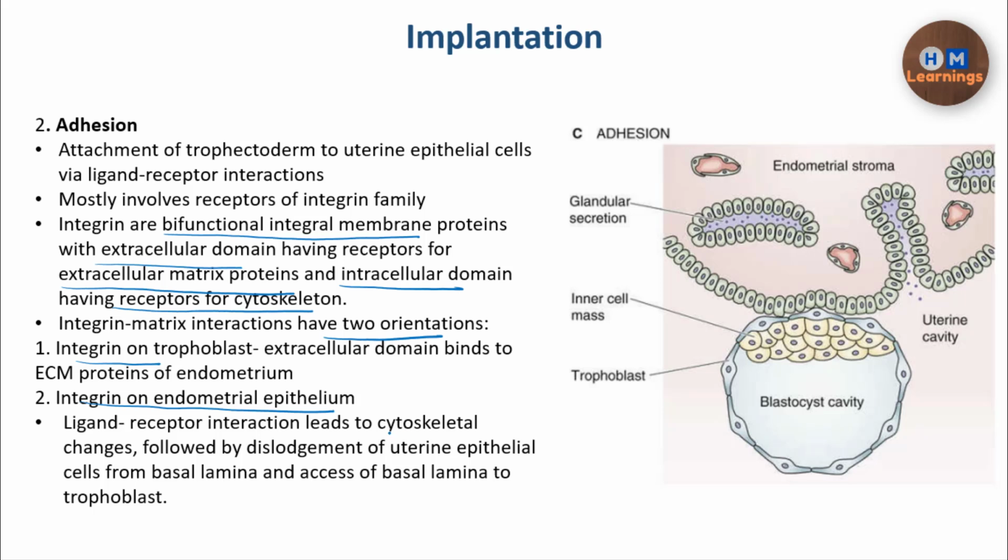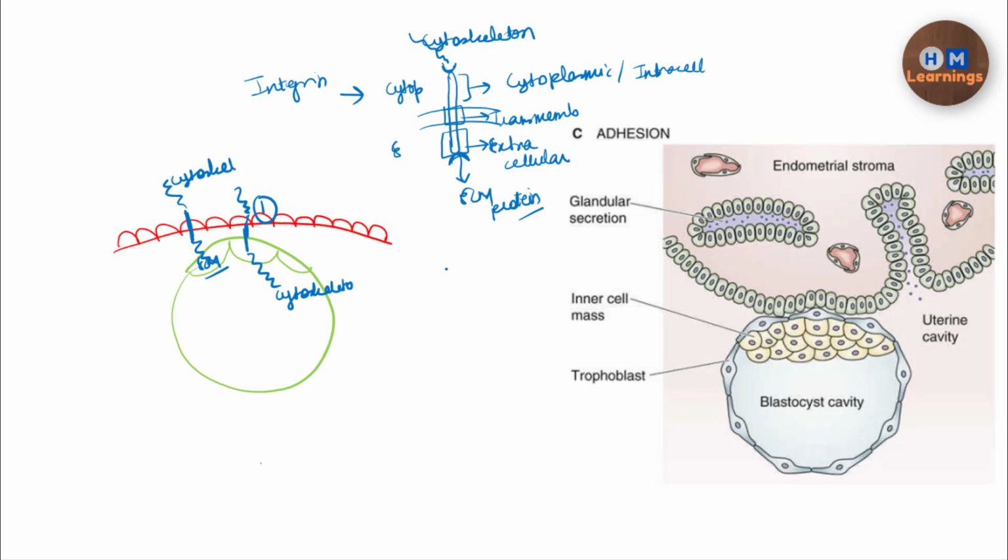After this, what happens is that this ultimately leads to the dislodgement of the uterine epithelial cells from the basal lamina. So I am going to draw again that this is the uterine epithelium. Suppose these are the cells of the uterine epithelium. There is integrin interaction and there is cytoskeleton interaction. This is integrin. Ultimately, these epithelial cells are going to be removed from the basal lamina; they are going to be dislodged. So there is the basal lamina now, which is now accessible to the trophoblast. So here is the trophoblast.